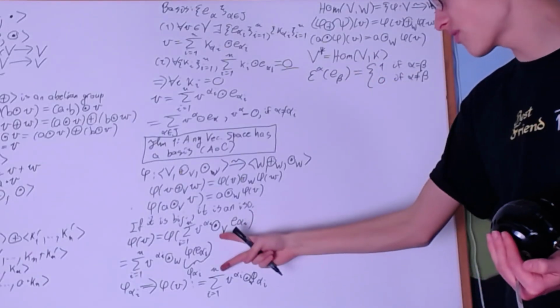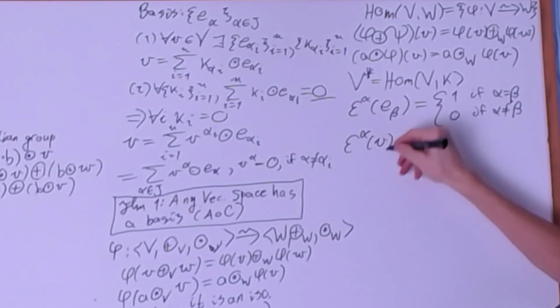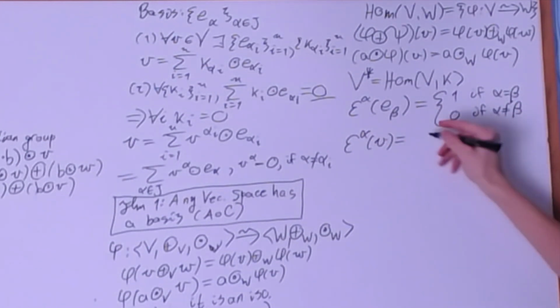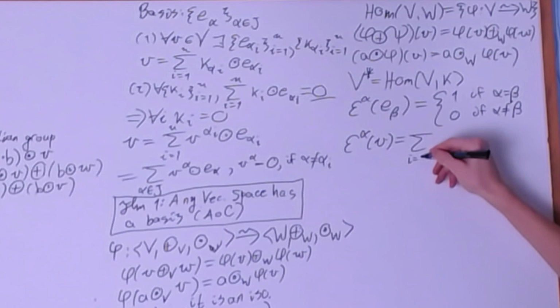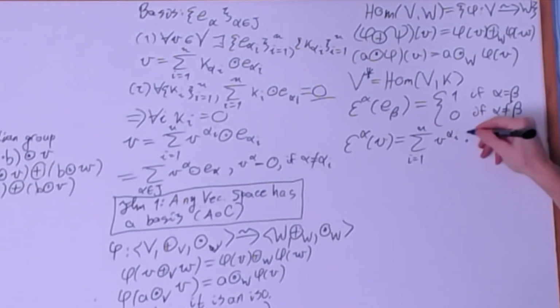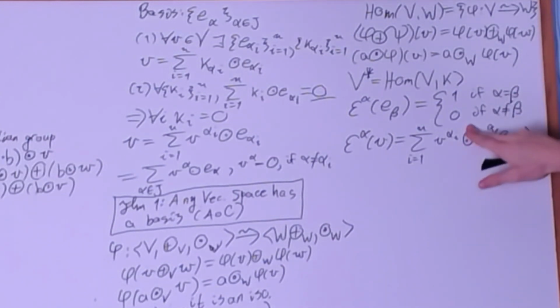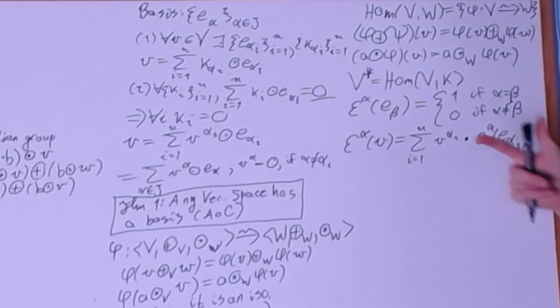And using this fact, let's go ahead and write out what it is applied to a general vector v. So epsilon^α applied to v is the sum from i equals 1 to n of v^αi scalar multiplied by epsilon^α applied to e_αi. Now note that scalar multiplication is in the codomain, and so it really is just field multiplication. By the definition, whenever α is not αi, that means that it's going to be 0.